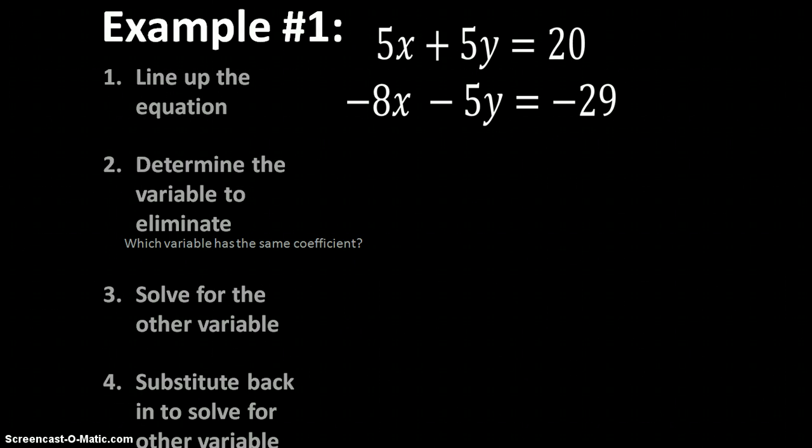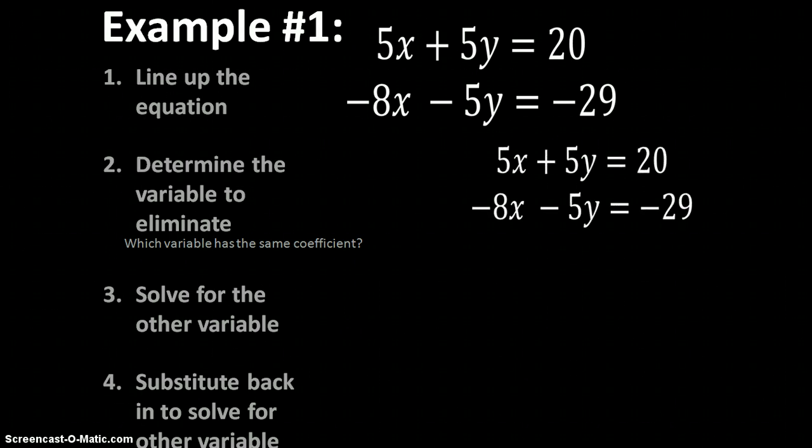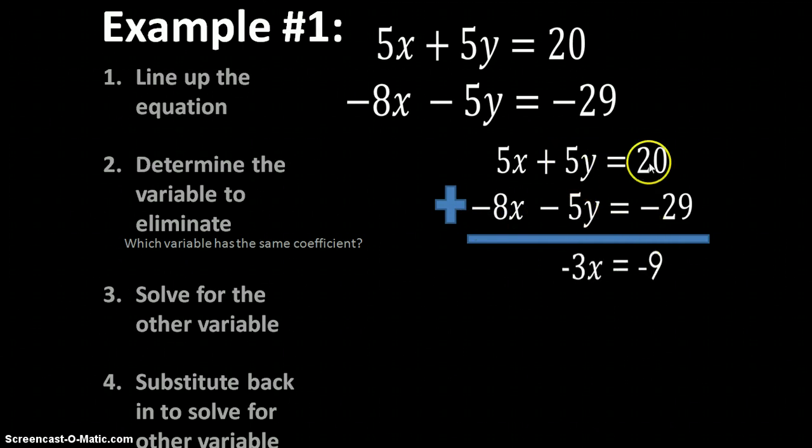In order to eliminate, we either need to add or subtract these numbers together in order to make it be 0. So we have a positive 5 and we have a negative 5. In order for this positive 5 and negative 5 to equal 0, we're going to have to add the two together. So we're just going to make this a big addition problem. We're going to do 5x plus negative 8x to get negative 3x. Our 5y's canceled. 20 plus negative 29 is negative 9. And then we're just going to get x by itself. To get x by itself, we divide by negative 3 on both sides, so we have a total of x equals 3. That's our x value.